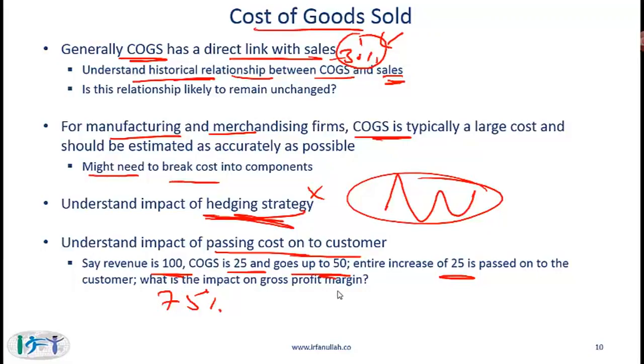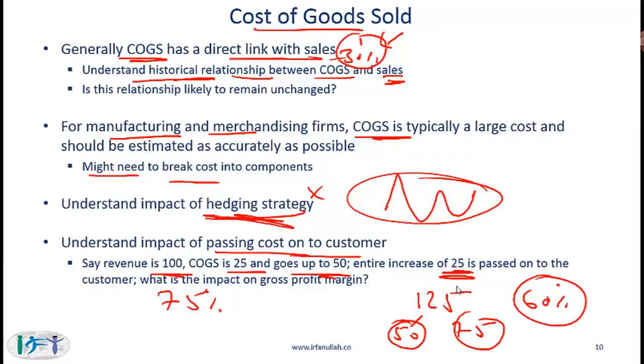It goes down. Why? Because now what you are doing is saying, okay, if you pass the whole cost on to the customer, you are now selling for 125. Of the 125, your COGS is 50. And your gross profit is 75. So your gross profit margin is 75 over 125, which is 60%. So you need to be careful about these little things also. Obviously, when you are evaluating a particular company and its profit margins, gross profit margins, also understand the gross profit margins of competitors.